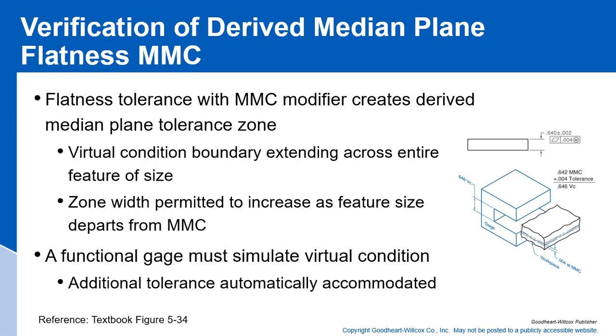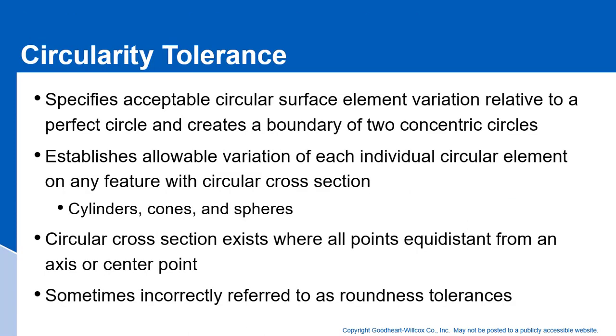I want to talk a little bit about flatness versus straightness. There are a lot of analogies that go on with flatness and straightness. You'll see analogies pop up. One of them has to do with circularity tolerances. Our last two form tolerances we're going to talk about are circularity and cylindricity.